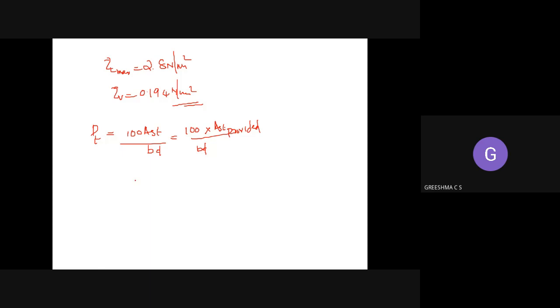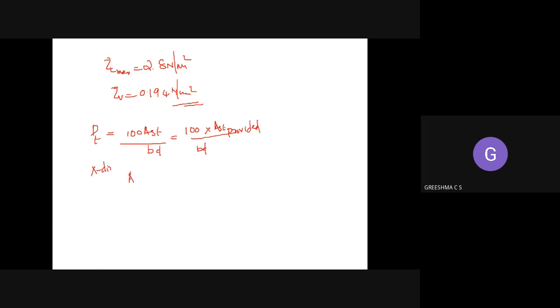We can take the maximum shear stress that will most probably occur in the x direction, that is along the shortest span. The maximum shear stress occurs in the shortest span, so we only need to concentrate on the shortest span, because as the span decreases the shear force increases, and as the span increases the shear stress decreases. So here we are taking the shortest span direction. For the shortest span, that is along the x direction, you have provided an Ast.